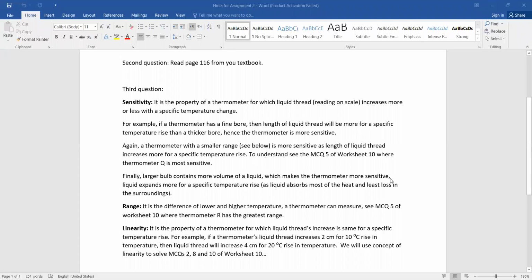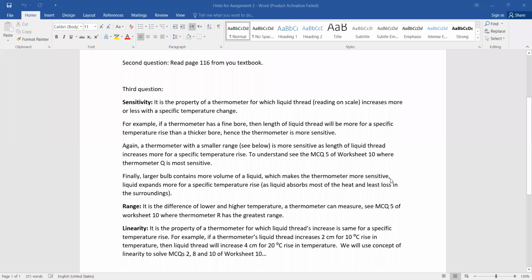Because of the larger bulb. I'm asking you the question: if there is a larger bulb, there is more amount of liquid, right? If there is more amount of liquid, then the thermometer is taking heat energy from the surroundings, right?